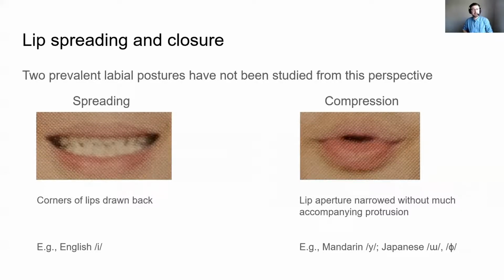There are two prevalent labial postures in speech that have not been studied from this perspective, though, and these are lip spreading, where the corners of the lips are drawn back, as in English E, and lip compression, where lip aperture is narrowed but without much accompanying protrusion, as in Mandarin E.